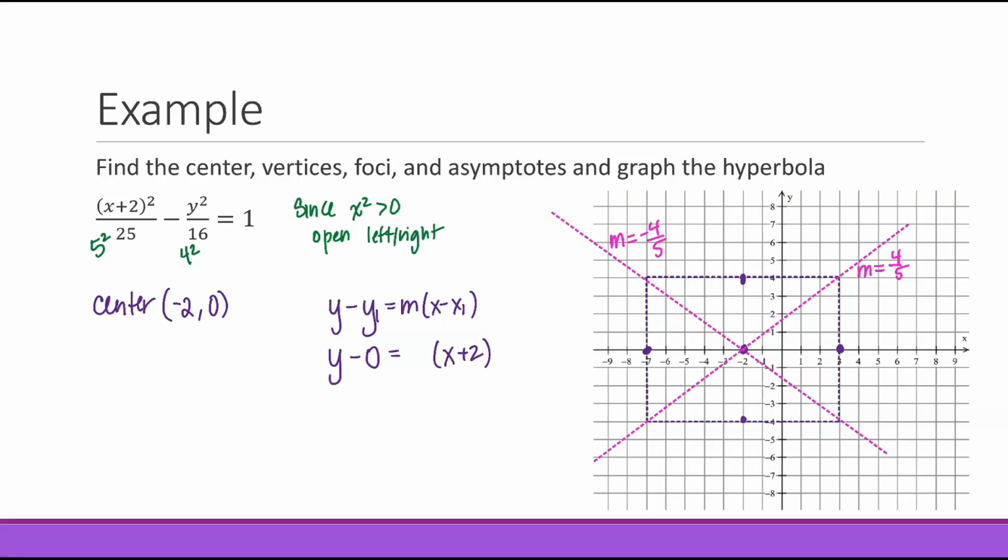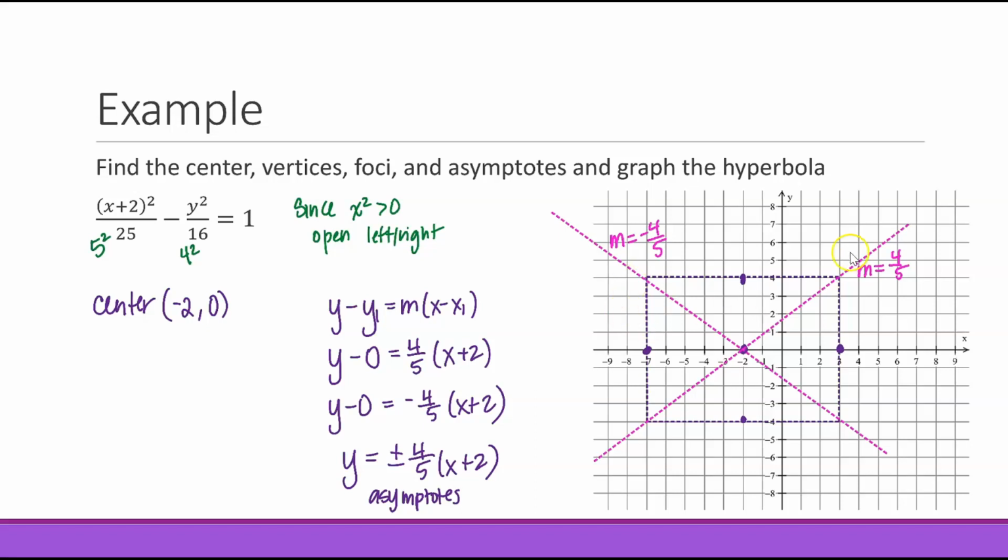So my asymptotes are going to be y minus 0 equals positive 4/5 times the quantity x plus 2, and y minus 0 equals negative 4/5 times the quantity x plus 2. Or in a cleaned up way, y equals plus or minus 4/5 times the quantity x plus 2. So these are my asymptotes.